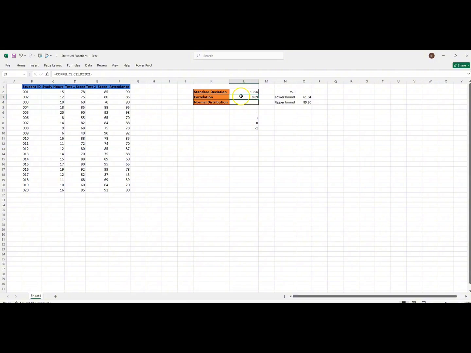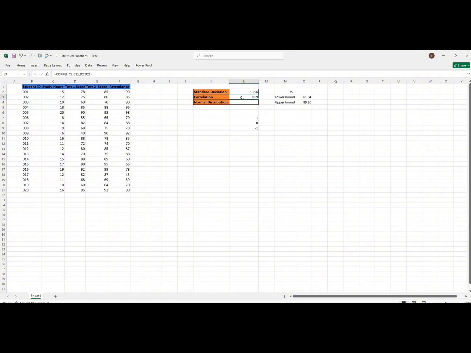You can see this is 0.89, which is close to 1. So it means that we have a positive correlation, a strong positive relationship. I need to say that an increase in the study hours results in an increase in test 1 score, which is to encourage our students more.